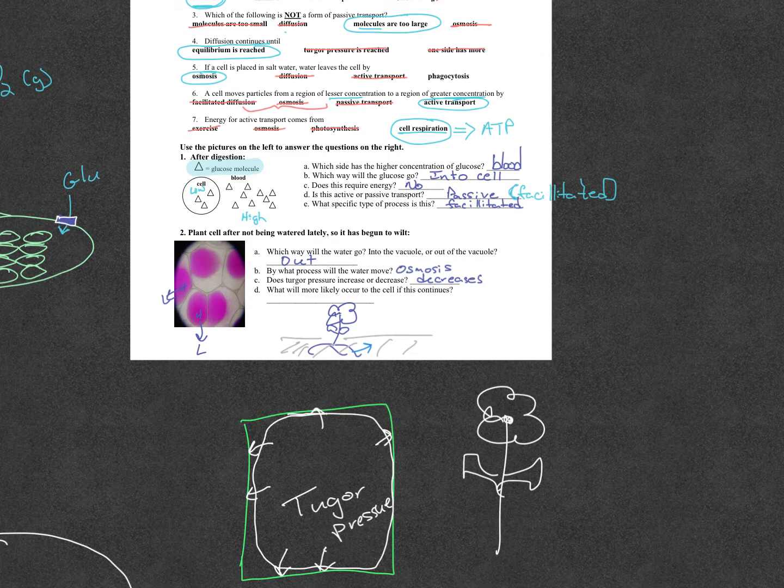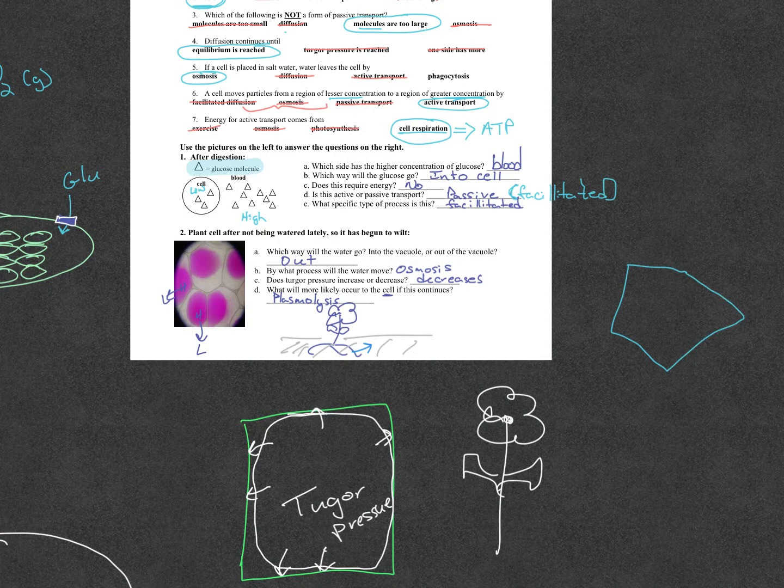Because remember, turgor pressure is the pressure of the water pushing out against the sides of the chamber. What will more likely occur to the cell if this continues? Plasmolysis. The cell is going to go through plasmolysis, which, remember, means that you have a cell, it has a membrane.